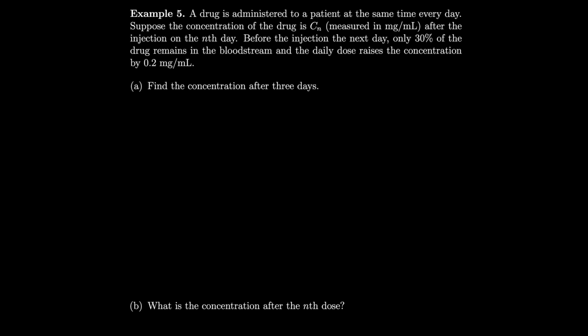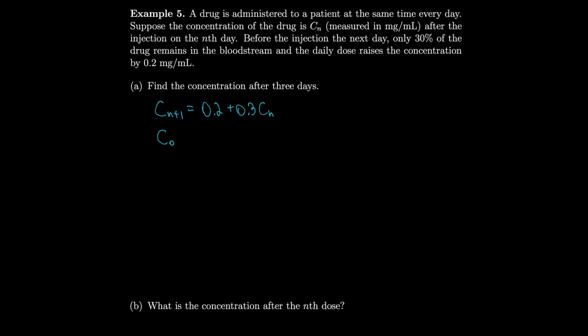So it looks like the concentration the next day, Cn plus 1, is equal to 0.3 times the concentration the previous day, and then it gets raised by 0.2. So it's just going to be 0.2 plus 0.3, 30%, times the previous amount remaining in the bloodstream. That's how much remains in the bloodstream, the previous concentration times 0.3, and then it just goes up by 0.2. So we have a recursive formula. We're going to try to get an explicit one.